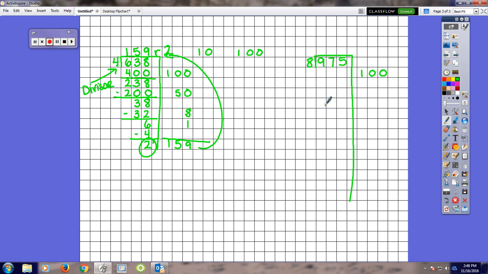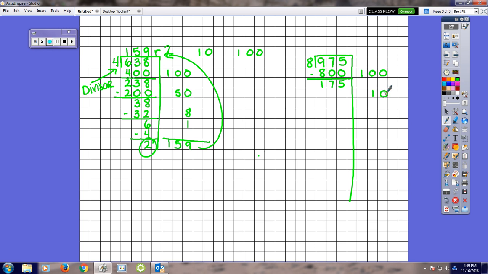Now I have to multiply. 8 times 100 is 800. Subtract, 5, 7, 1. Okay, well, I can't do 100 again because 8 times 100 is 800. So I got to think tens. So, okay, so 8 times 10 is 80. Well, it's not close to 175, but it's easy for me. Multiples of 10 are easy, so I'm going to do it. I'm going to put a 10.